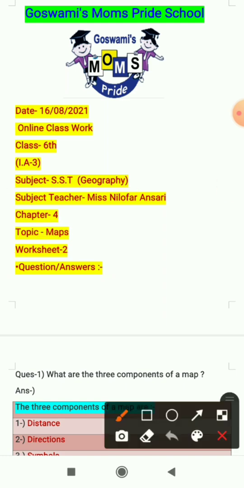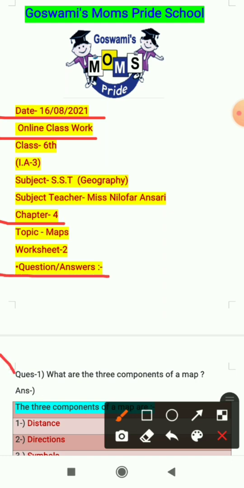Like always, before starting the work, you all have to mention today's date in your copies, that is 16 August 2021. With this you have to mention online classwork in your copies, and with this you have to mention chapter 4 in your copies. Now let's see the question answers.